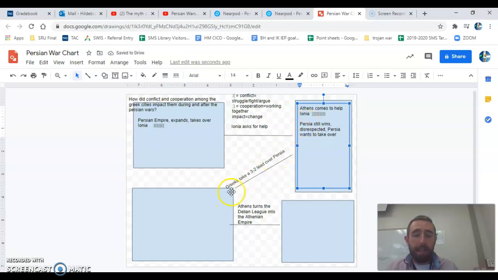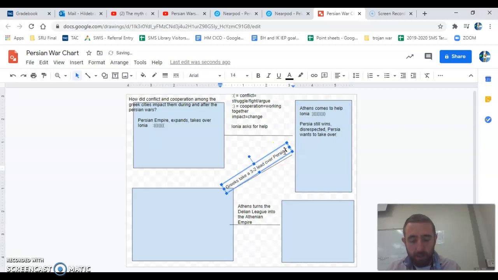Now, there's going to be a lot of battles. Some pretty famous ones: Battle of Marathon, Plataea, Thermopylae, Salamis. There's a bunch of them. But in the major battles, the Greeks actually end up taking a 3-2 lead over Persia. So obviously we've got all these battles, so that would be a frowny face. That's conflict, right?